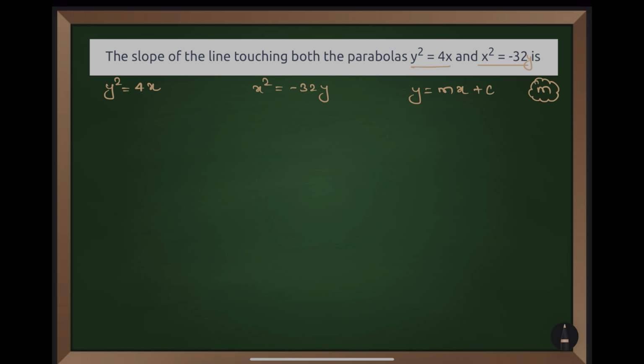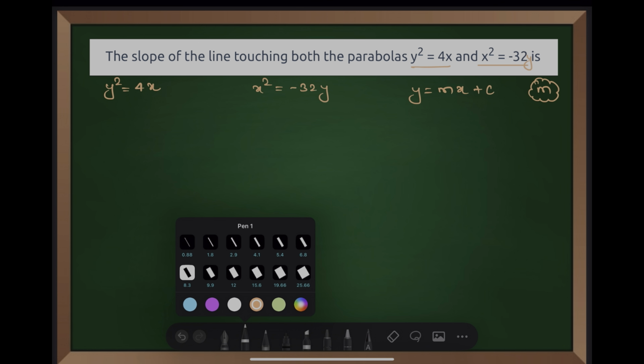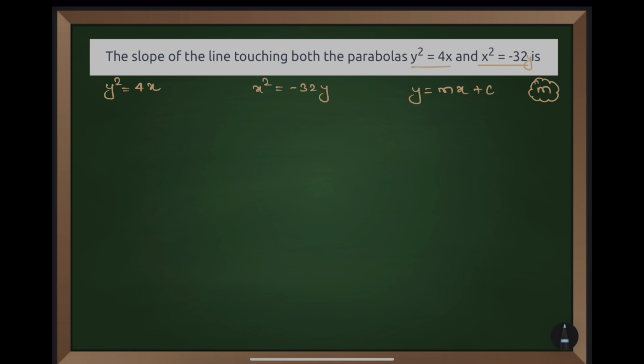Okay, now look at this. You know that your straight line is tangent to this curve and this curve. So first I'll follow this curve. Okay, so if it is tangent, it should be satisfied at one point. So I'll replace y with mx plus c whole square is equal to 4x. So it is m square x square plus c square plus 2mcx minus 4x is equal to 0.